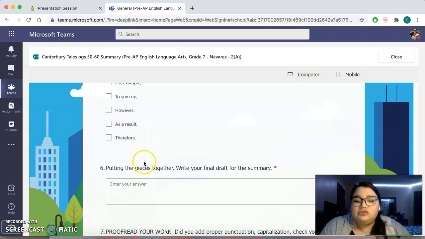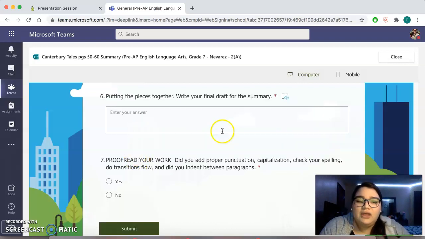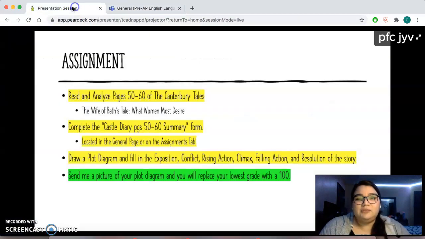And then at the end, you just go back and read your paragraph. Make sure that you did proper punctuation, capitalization, you check your spelling, you do transition flow, and that you indented your paragraphs. If you have all of these things, then you click yes and you hit submit. So that is the assignment you need to have completed by today at the end of the class. And the latest I will extend it to is tonight, 10 p.m.